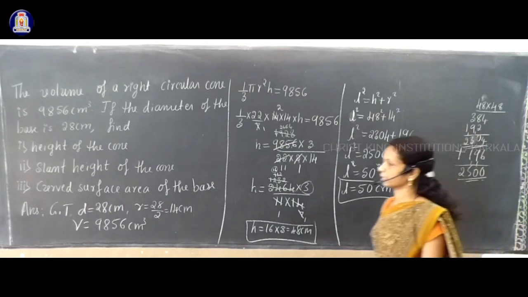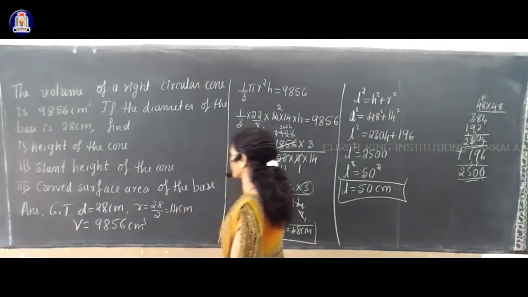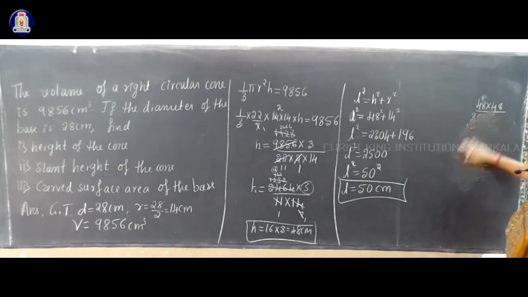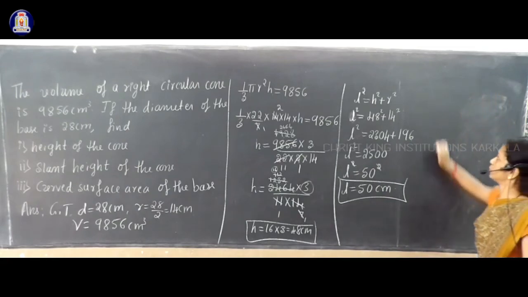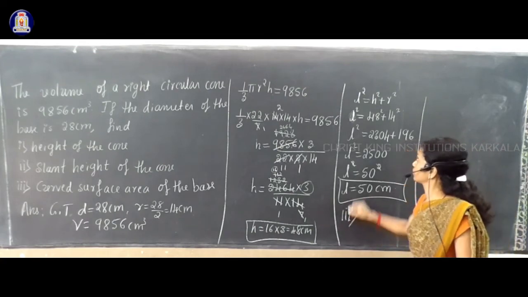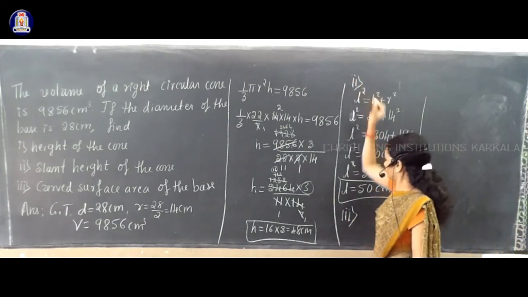Next one thing left to find, that is curved surface area, CSA, you have to find. Okay. So now, this is the answer for the third one. This is the answer for the second one.